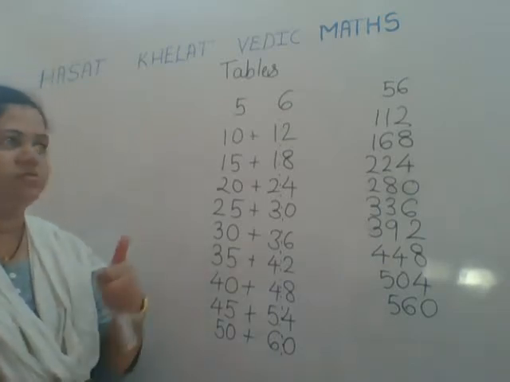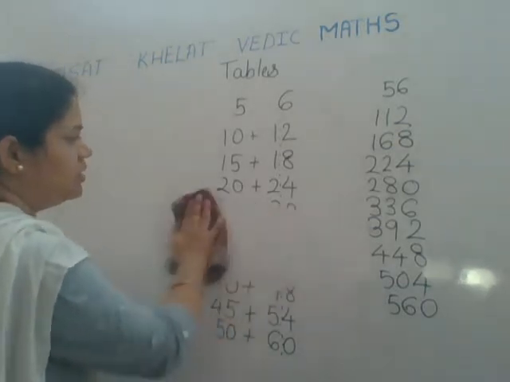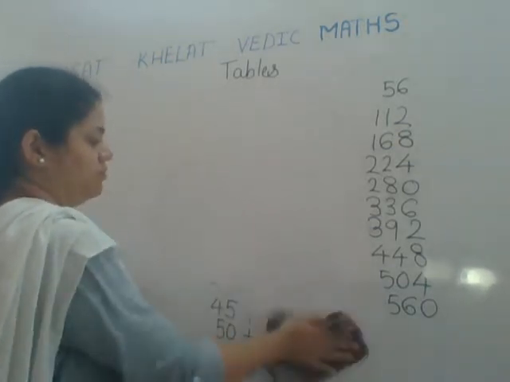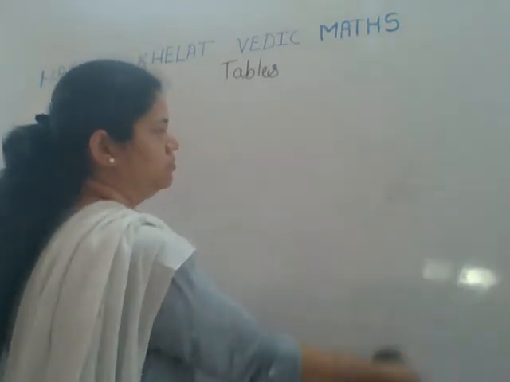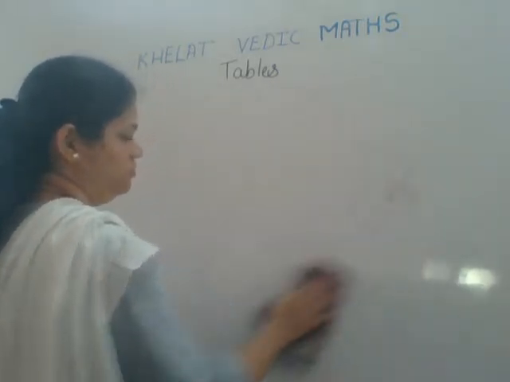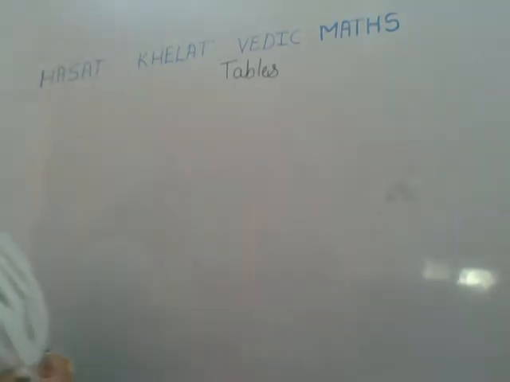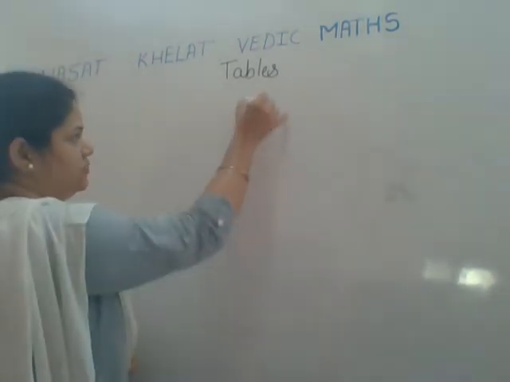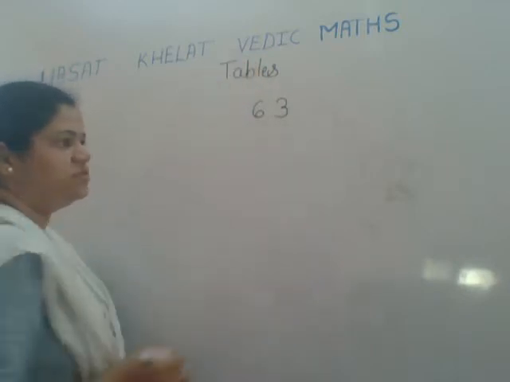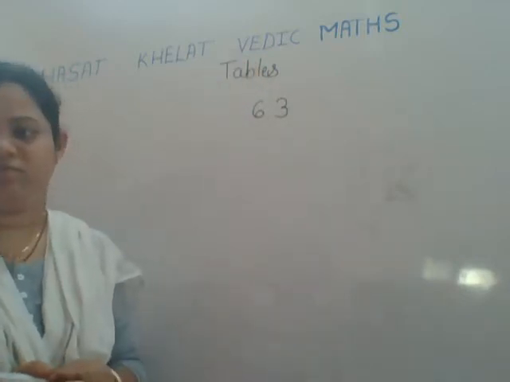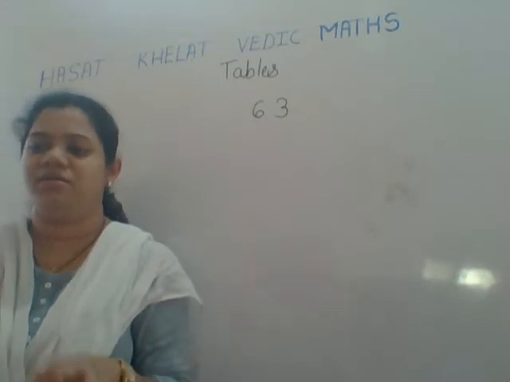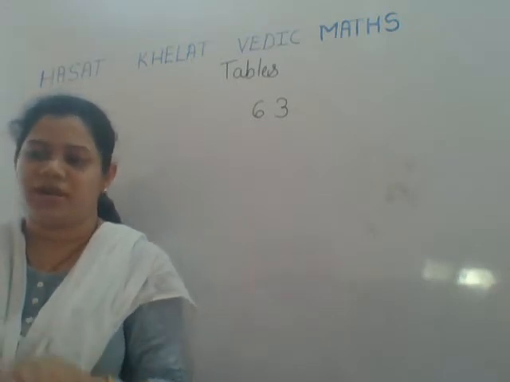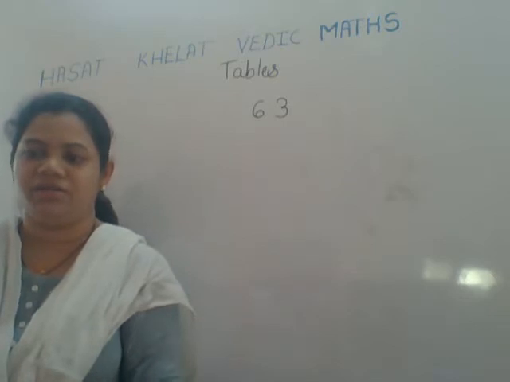Okay, now you prepare one table. I'm just rubbing this out. Now you prepare a table of 63. Okay, prepare the 63 table and just write done in the chat box. Don't type the whole table, just write done.